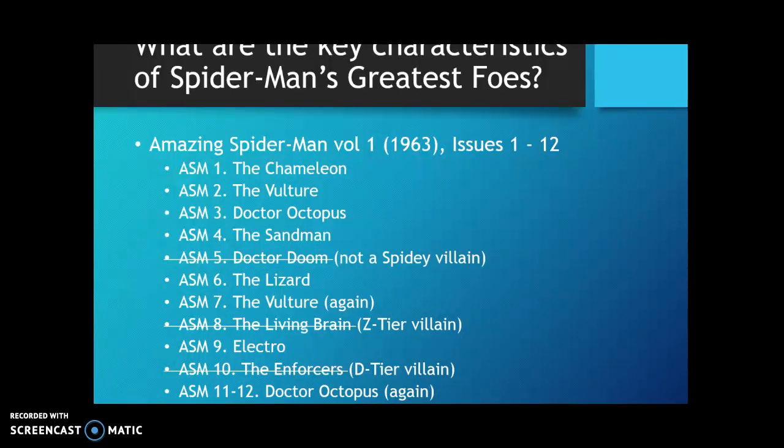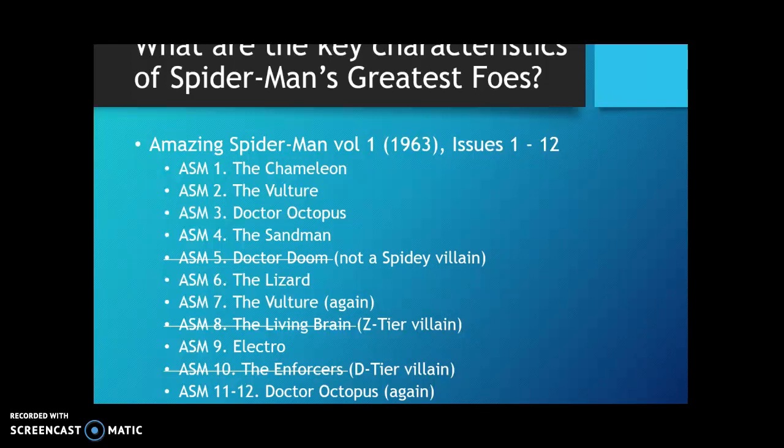We see Spider-Man fight most of the villains that would become kind of his iconic rogues gallery. But a good question that comes about, and I'm sorry it's a little cut off due to my screencast here, is what are some of the key characteristics that make up Spider-Man's greatest foes, right? We're basically trying to figure out, how do we know whether a villain is going to be iconic or whether they're going to be forgettable? And so we just have to do some research.